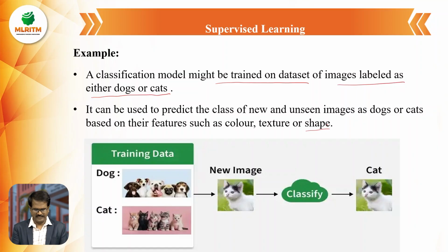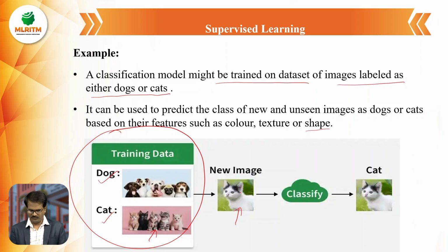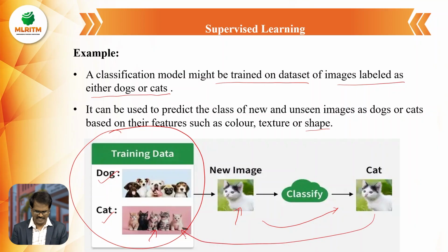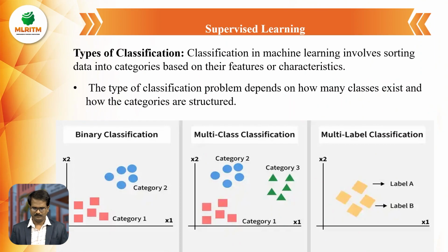Here, observe that this is the training data. Dog, cat. There are some dog images. There are some cat images. After the completion of this training, we are sending a new image. This cat image is not available in this data set. We are passing this image to the supervised learning algorithm. Based on the features of this image, it will classify the image as cat. Then it belongs to this category. This is the way a classification algorithm will classify the data into different classes.